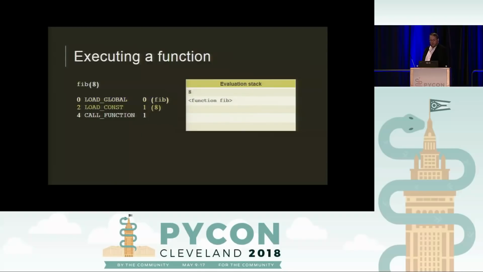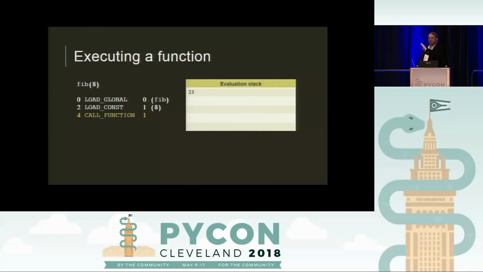Next, we're going to have a load const. In this case, it's going to get the first item out of our tuple of constants, because remember, index 0 is None. So the first item in there at index 1 is the integer 8, which is going to be the argument to our function. Push that onto the stack. Then we hit a call function instruction. It has an argument of 1.